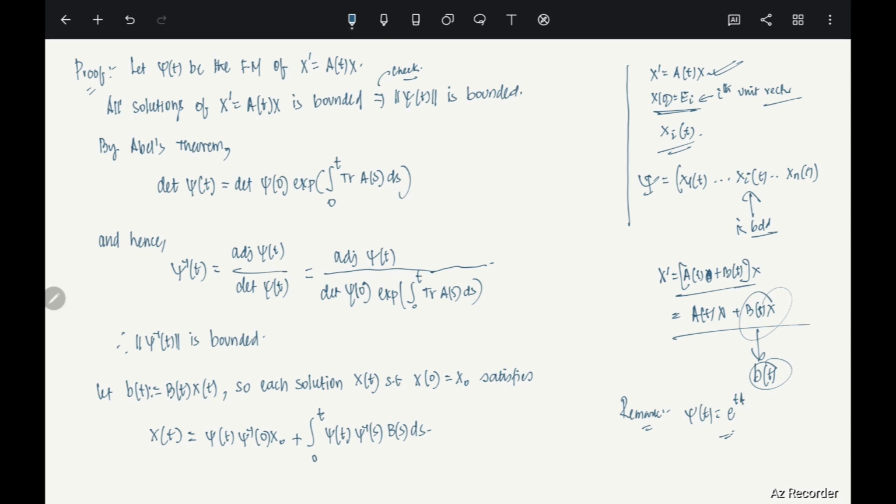Here this is a variable coefficient, so we can't write it as e to the power At. So I am not doing that. I hope this is clear.